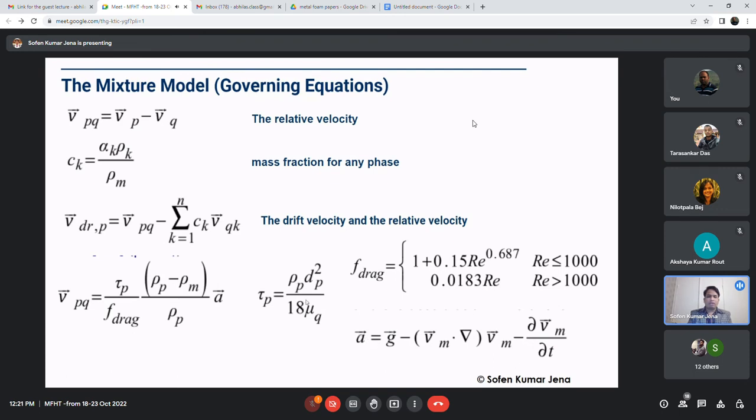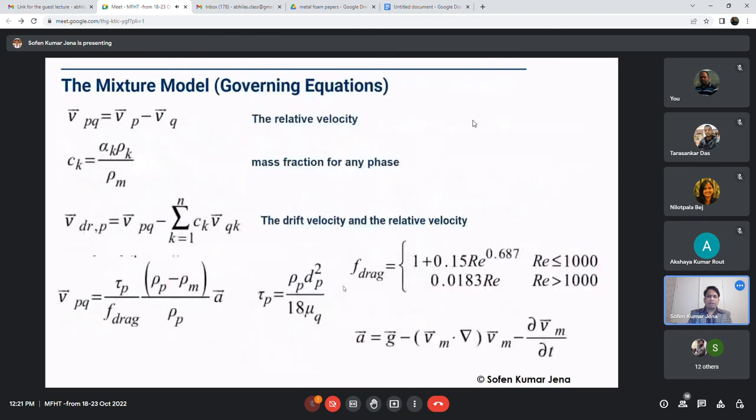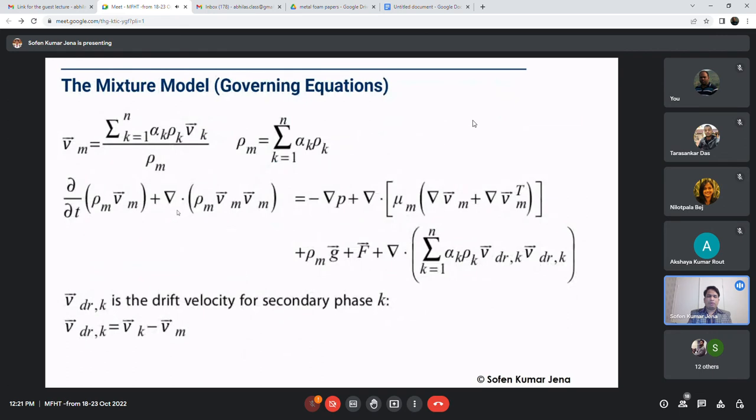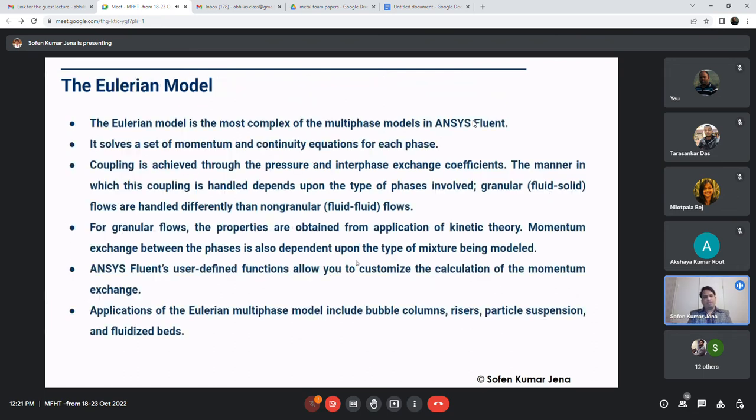So as a whole, what happens? We are not actually computing the superficial velocity, but using the empirical correlation from the mixture velocity, we calculate the effect of superficial velocity and take their divergence. This is the peculiarity of the mixture model, right?